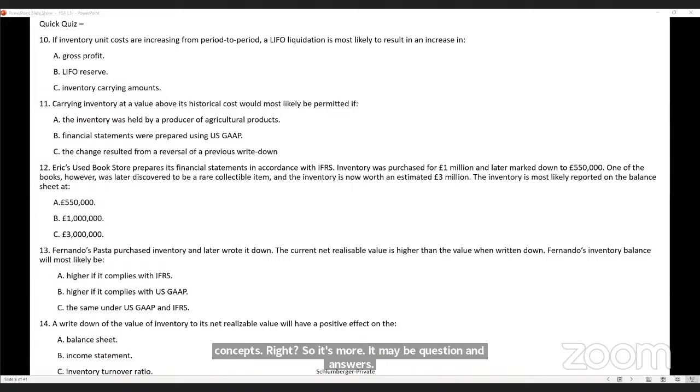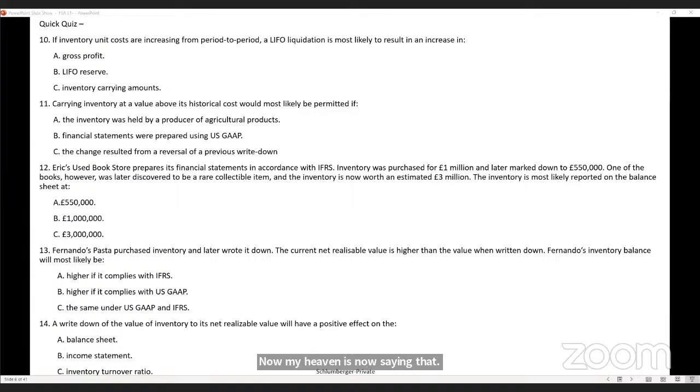So number 11 is now saying that carrying inventory at the value above historical cost will most likely be permitted if what? The inventory was held by a producer of agricultural produce. These are the things that you see in these standards, right? They are there, right? I will also show you, as part of the revision of the key concept, the difference between the standards, US GAAP, IFRS in terms of inventory and stuff, right?